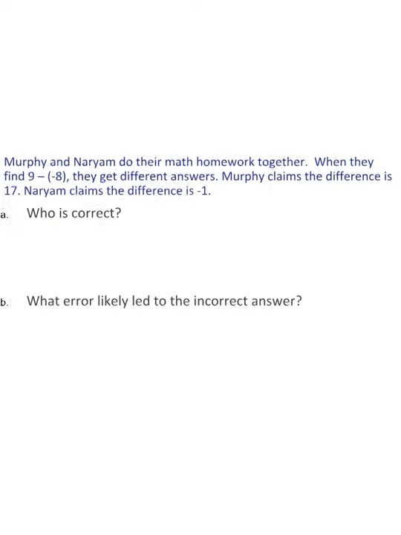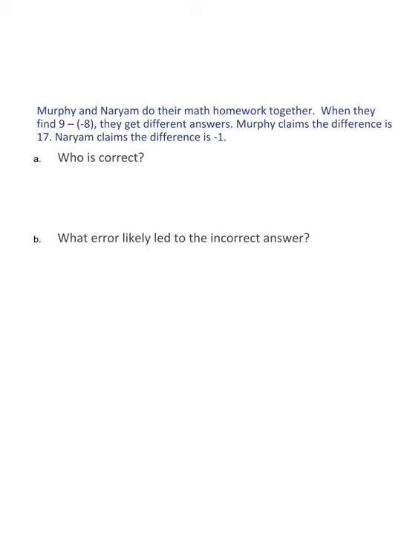Okay, number 10. Murphy and Mariam do their math homework together. When they find 9 minus negative 8, they get different answers. Murphy claims the difference is 17. Mariam claims the difference is negative 1. You should take a moment to try to figure out 9 minus negative 8 and see who you agree with.